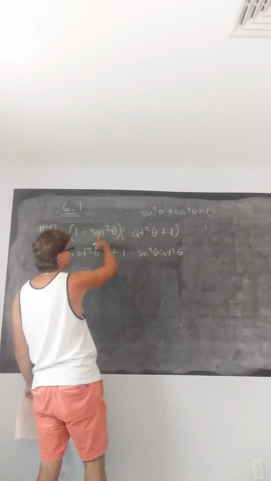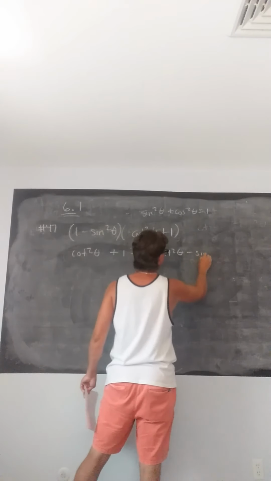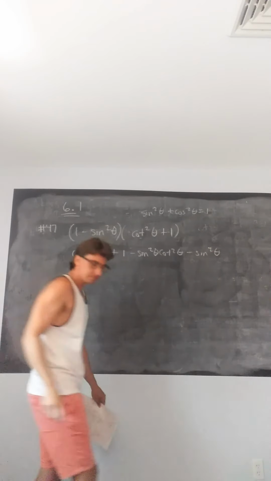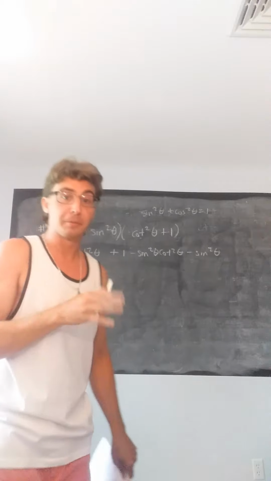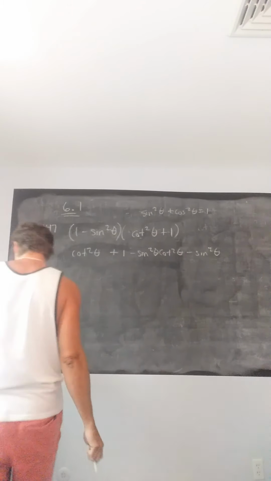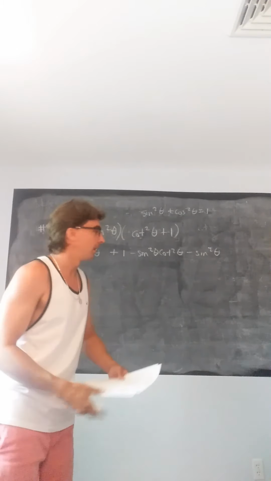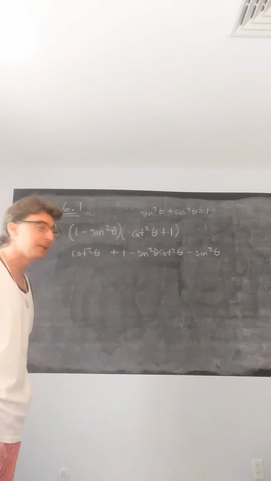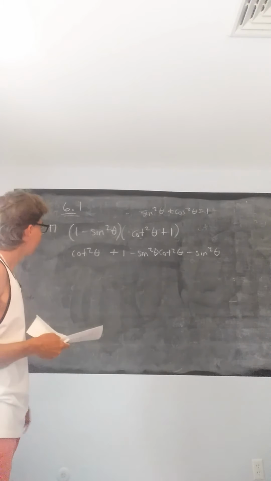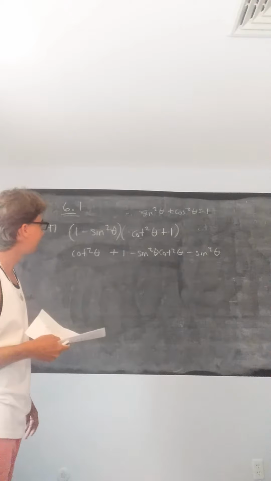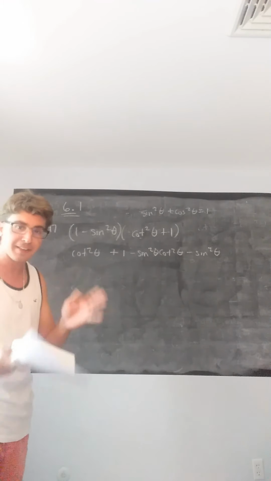And negative sine squared times 1 is negative sine squared theta. So this is just using classic multiplication here, okay? Now, what we want to do is ask, is there any like terms? Unfortunately, there are no like terms you could put together there. So now our next goal is, is there anything we can do to try to cancel things?